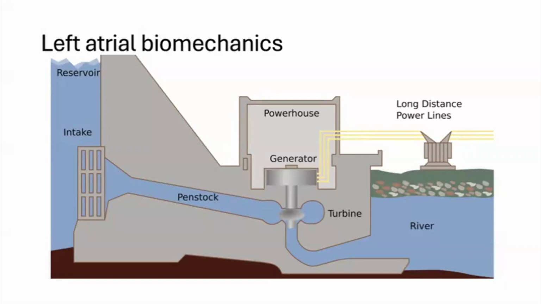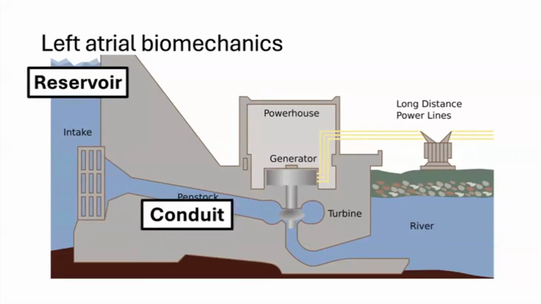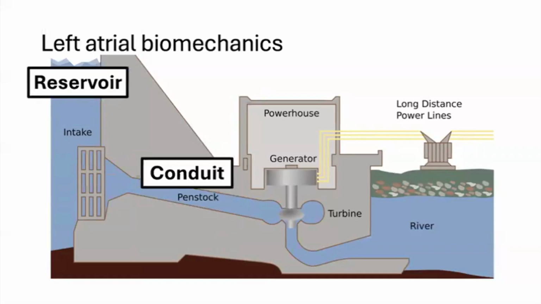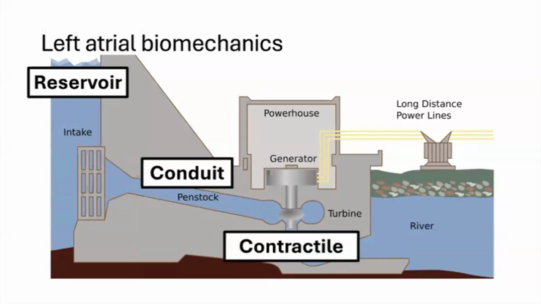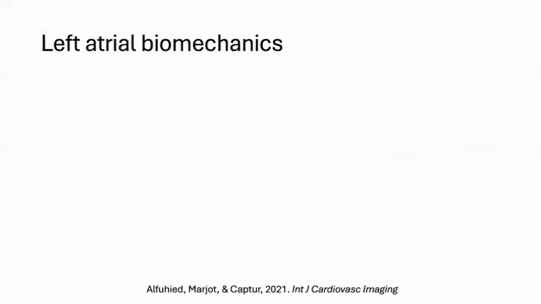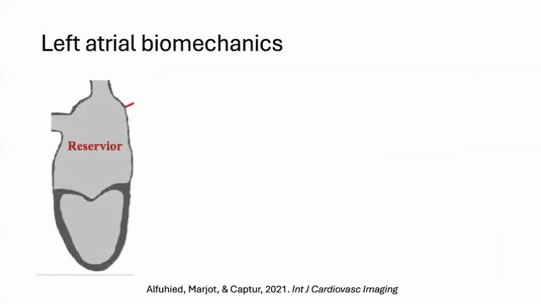I think the most helpful analogy is to think of it as a dam. The fundamental function of a dam is to be a reservoir for water, to guide its passage downstream through a conduit, and in many dams, to pump water forward into other structures. Similarly, when discussing left atrial biomechanics, the left atrium's function is commonly divided into three phases. You have the reservoir phase, when the mitral valve is closed and the left atrium fills with blood while ventricular systole is taking place.